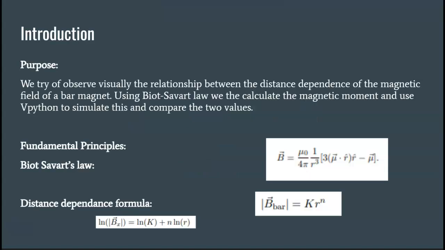The purpose of this lab is to observe the relationship between the distance dependence of the magnetic field of a bar magnet. We use the Biot-Savart law to calculate the magnetic moment and then use VPython to simulate this and compare the two values. The two fundamental principles in this lab are the Biot-Savart law that we use to get the magnetic field and the distance dependence formula.